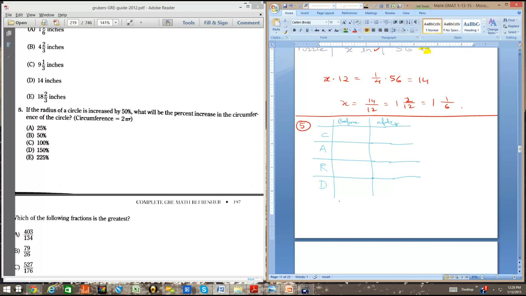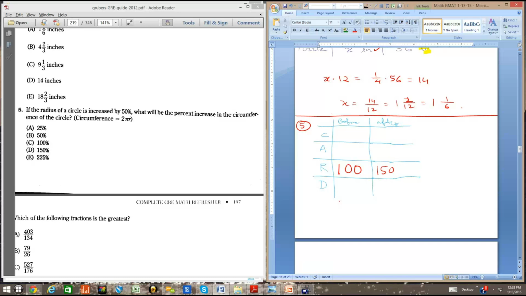The third app is the most important app for GMAT. And that is when they don't give you any number, they only give you percentages or ratio. Plug in 100. 100 is your best friend for GMAT. It'll help you solve a lot of hard problems easily. If you plug in 100 for the radius before, it goes up 50%. So you can do it in your head. It must be 150, right?